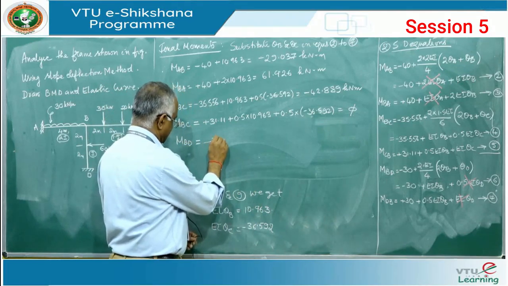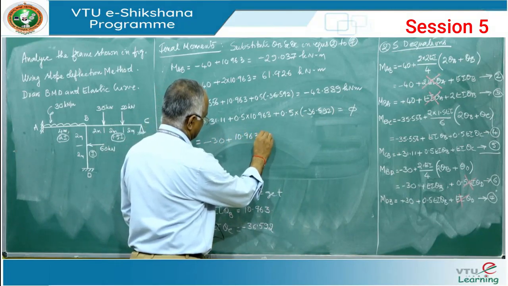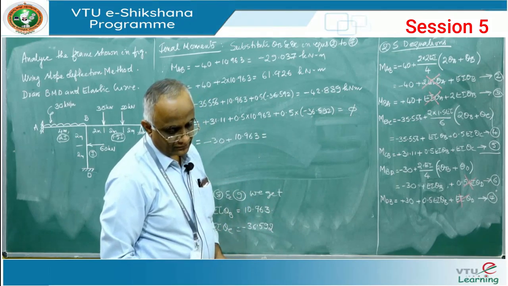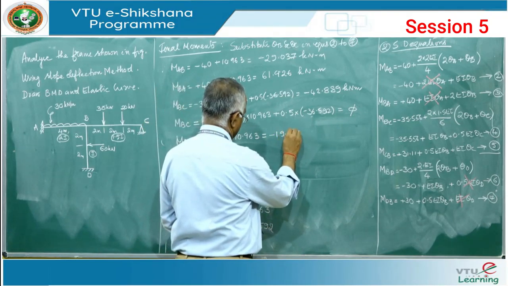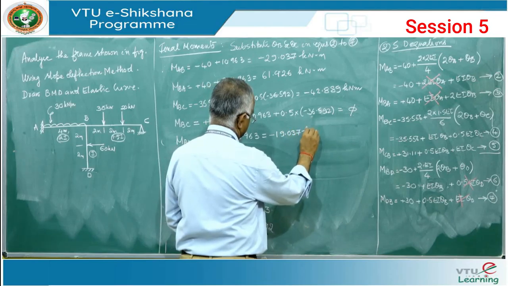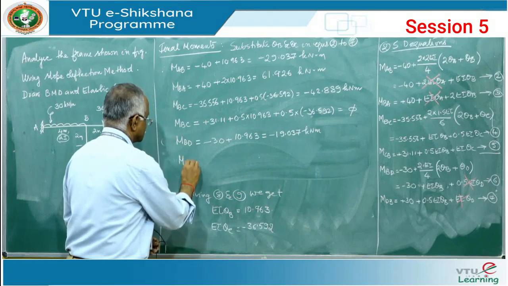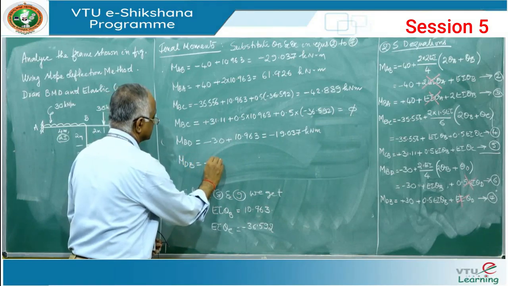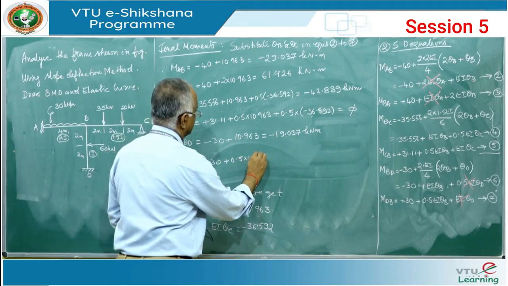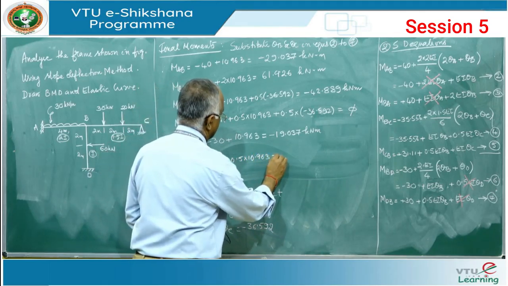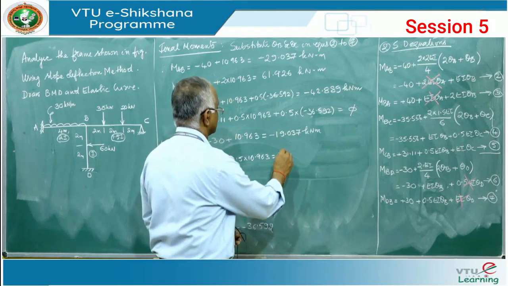Next, MBD is minus 30 plus 10.963, which is equal to minus 19.037. And the last one, MDB, plus 30 plus 0.5 into 10.963. So totally it will be 35.482.